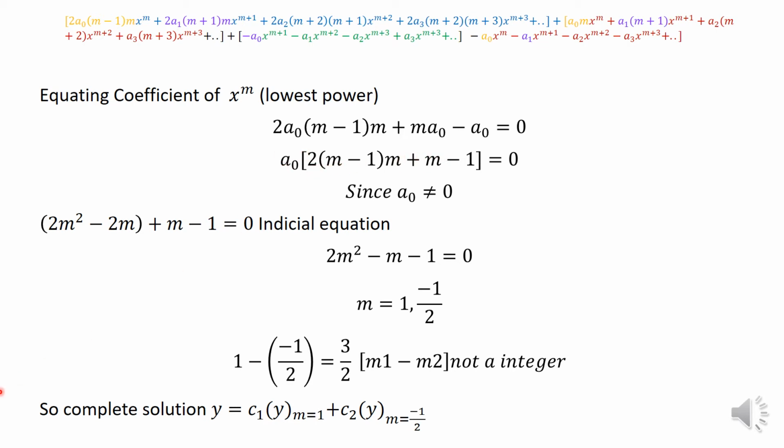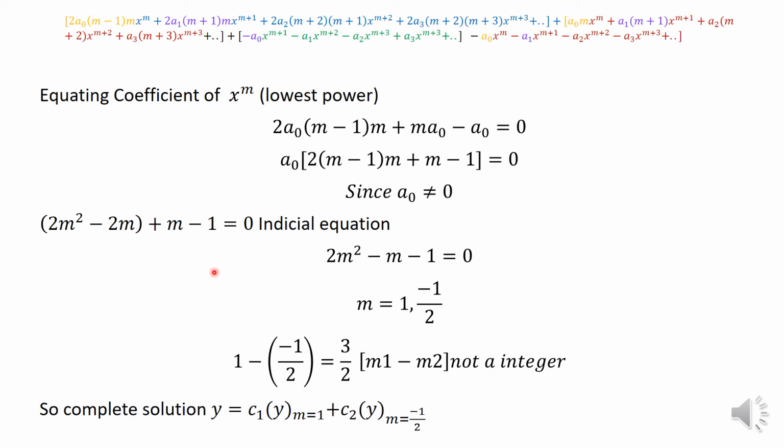If a naught is equal to 0, it means this factor will be there. That is 2m square minus m 2m, right? Because this m we can take inside, and this 2 also we can take inside, plus m minus 1 is equal to 0. So this is an indicial equation, or characteristic equation, same thing, right?